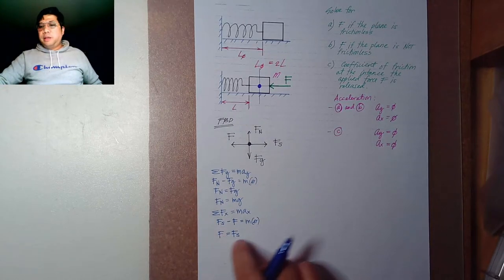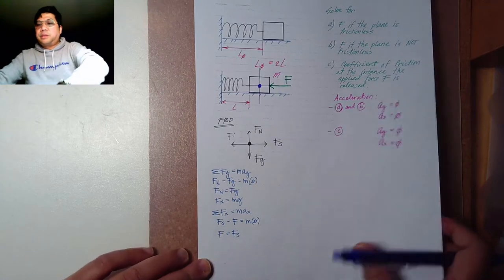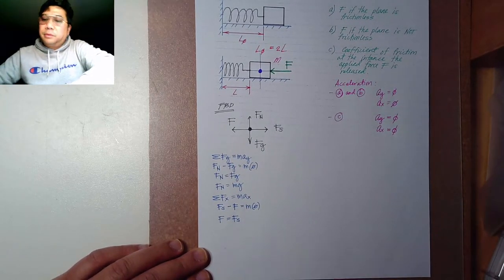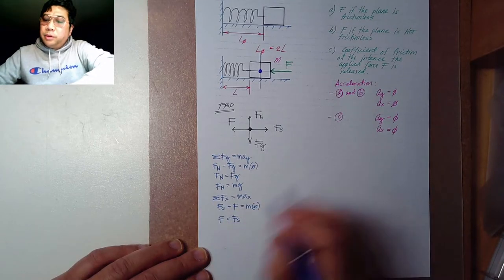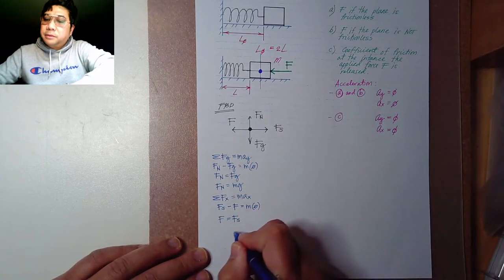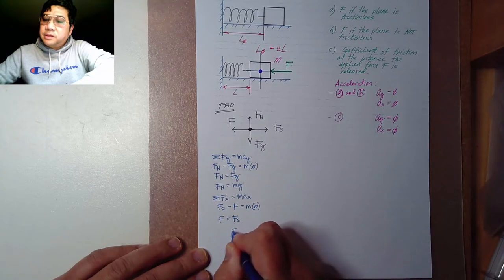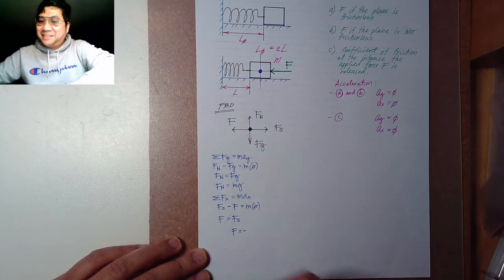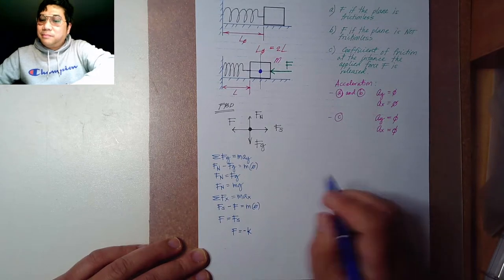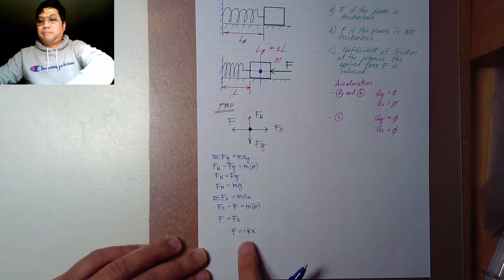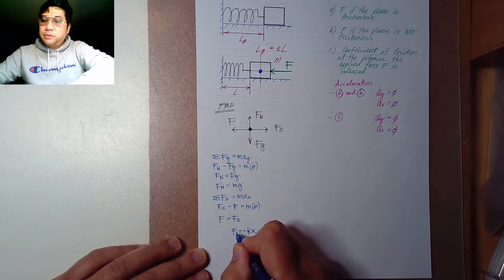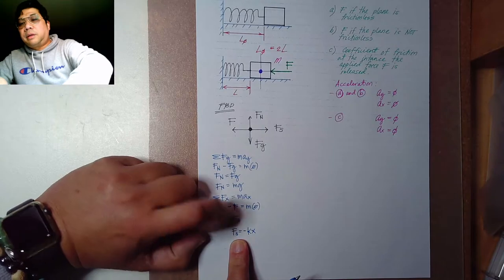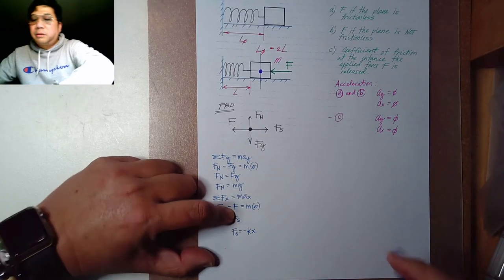So what is your F? Now, we all know that force of spring is as follows: negative K times X. So this is your force of spring. Okay, so now we can just plug it in right here.